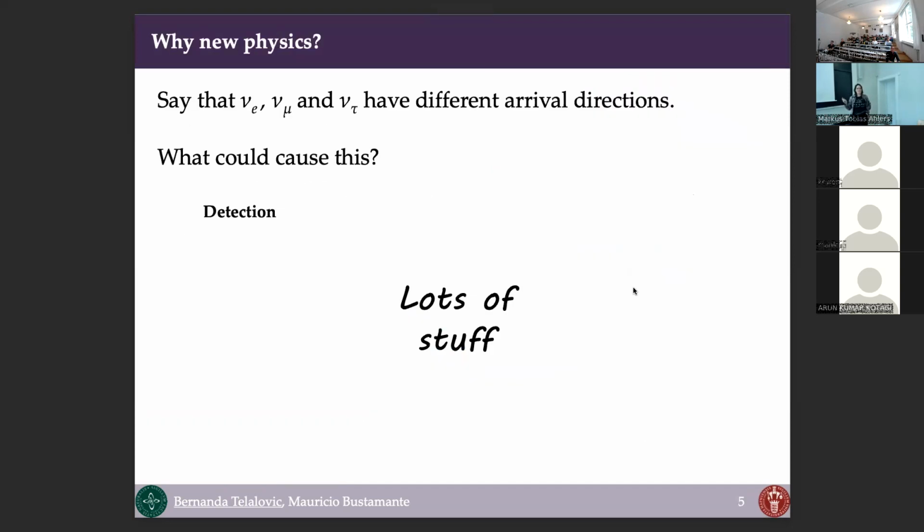You may have seen I said new physics can cause these anisotropies. And I want to delve into a bit and justify why we think that.